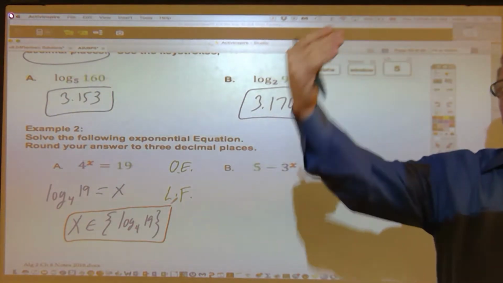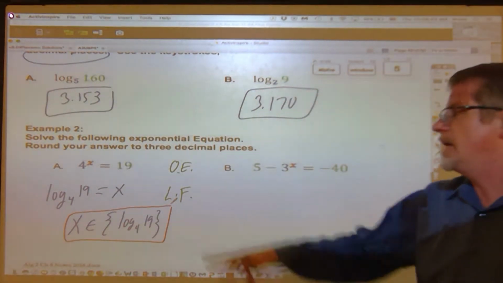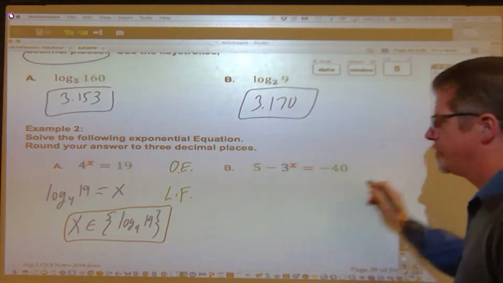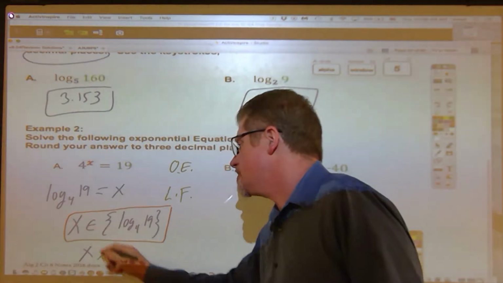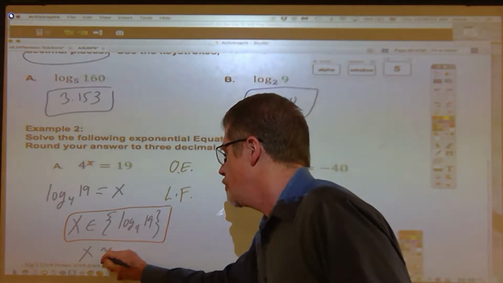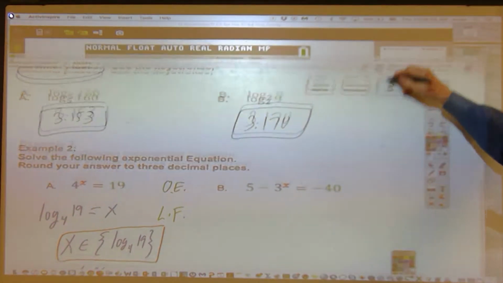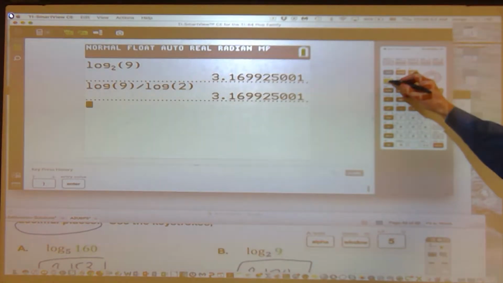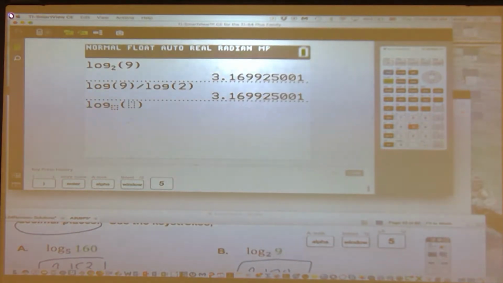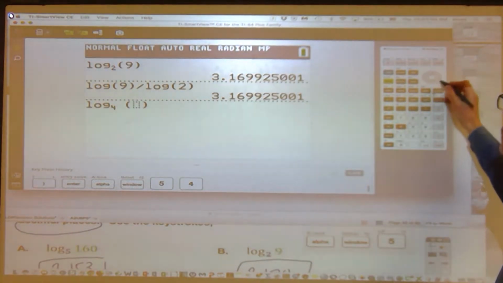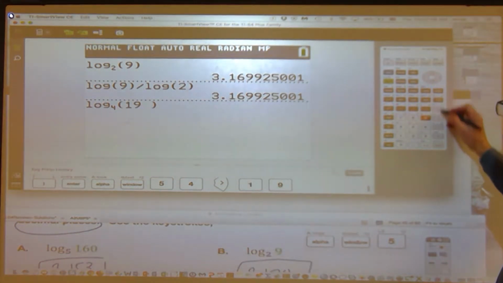However, if it's on the calculator part of the test, and they ask you to take it one step further and say, oh, by the way, in addition to writing it in exact form, would you round it to 3 decimal places, please? That's where you go to your calculator and type in log base 4 of 19. If you're in math print, you can go alpha window 5, log base 4 of 19.